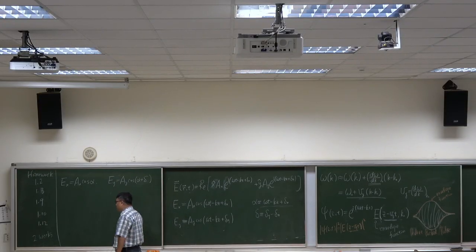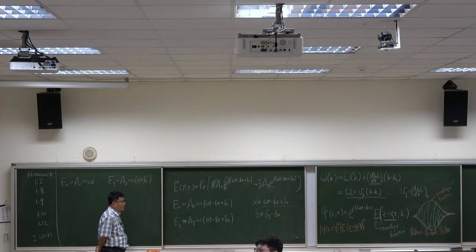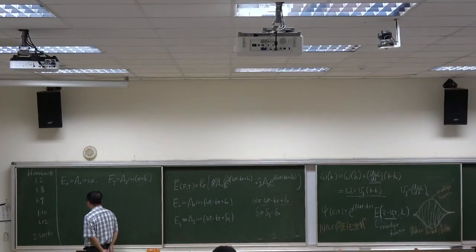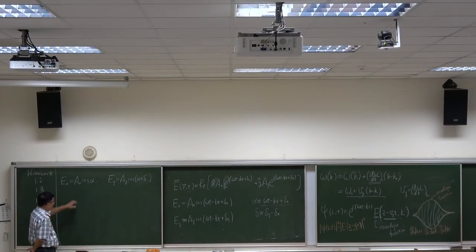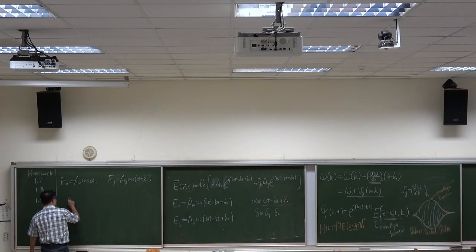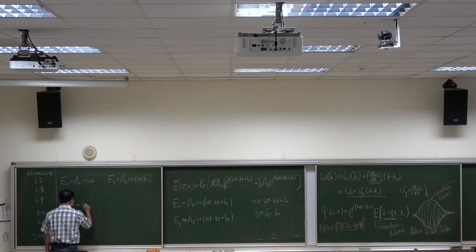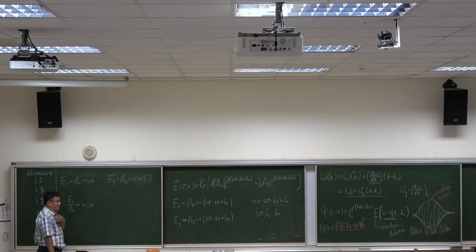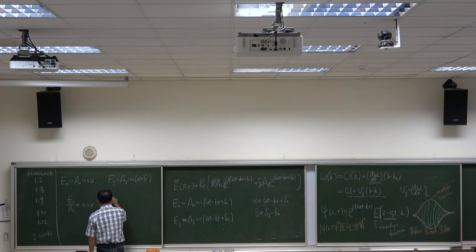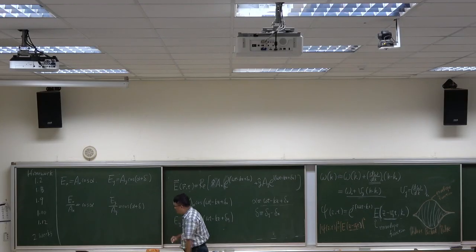So now I want to derive the trajectory of the E vector, which means we need to eliminate alpha. So first I can do this. Ex over Ax is cosine alpha. And Ey over Ay is cosine(alpha plus delta). Okay.